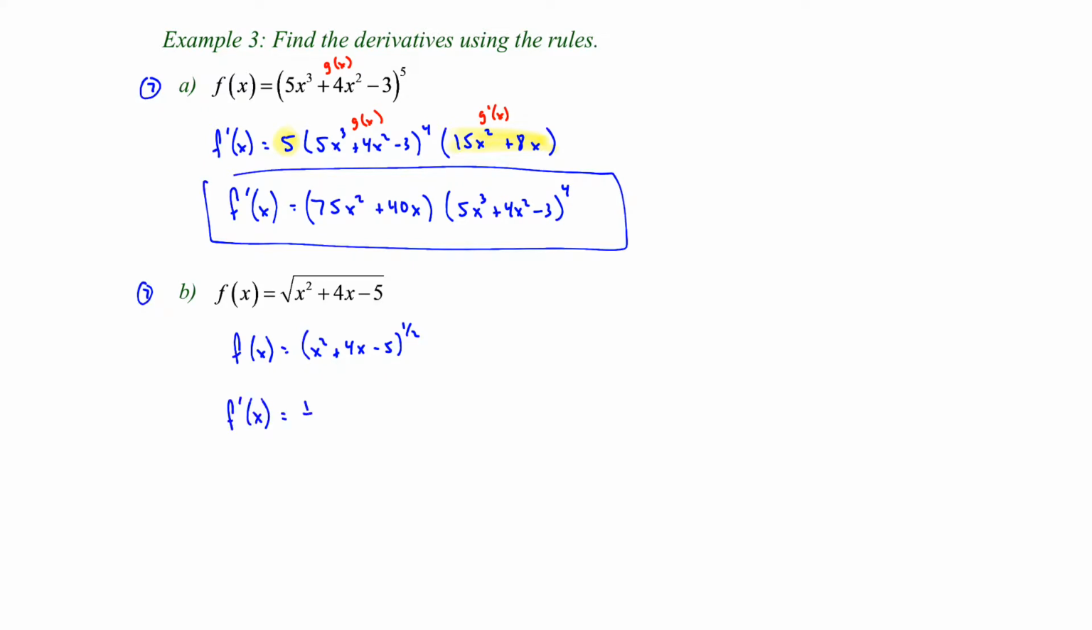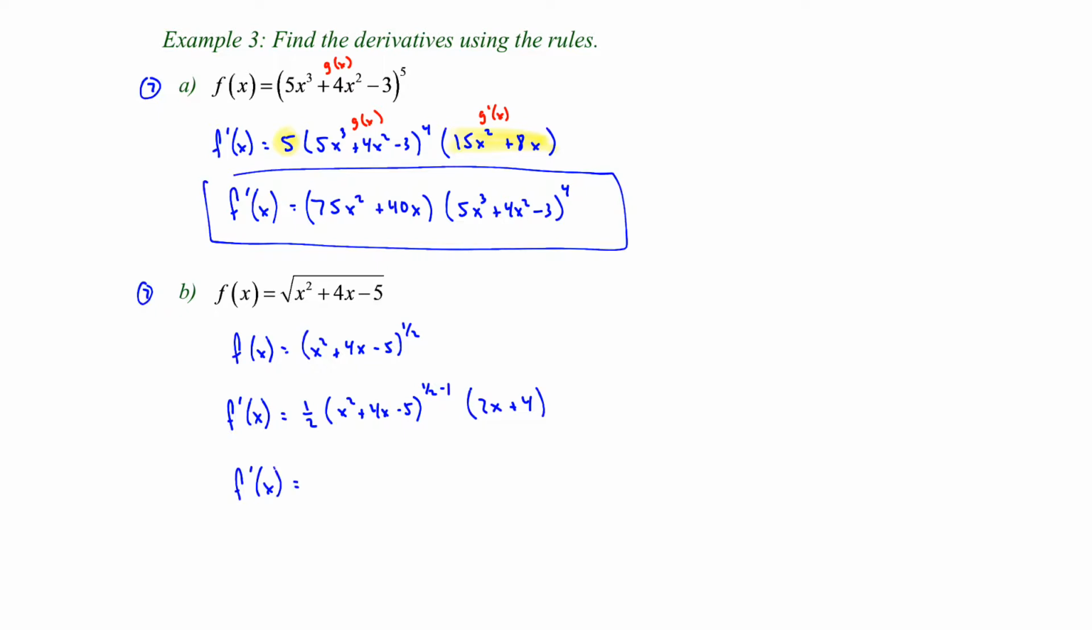which is equal to 1/2 times x squared plus 4x minus 5, and we're going to take 1/2 minus 1, which would be negative 1/2, and then times the derivative of x squared, which is 2x, the derivative of 4x is 4, and then the constant would be 0. So what does that leave us with?